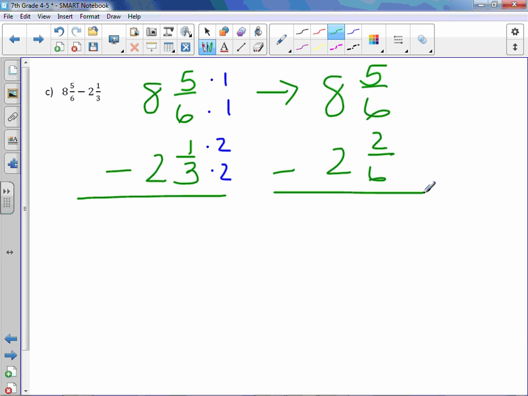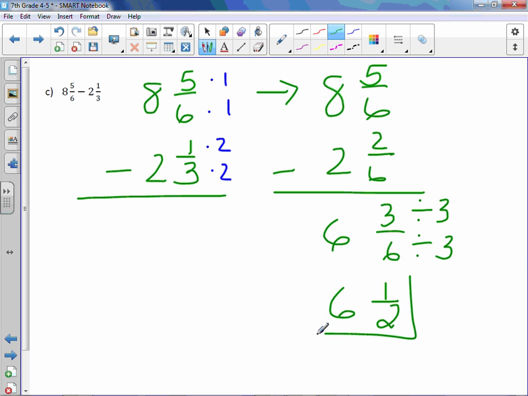Now our operation is subtraction. 5/6 minus 2/6 is 3/6. And 8 minus 2 is 6. 3/6 can be reduced. Divide numerator and denominator by 3. And we get 6 and 1/2 as our difference.